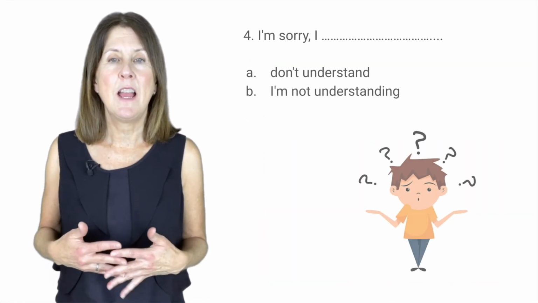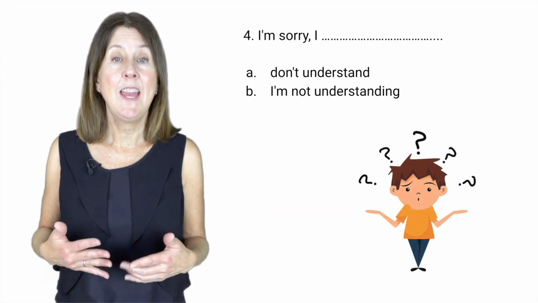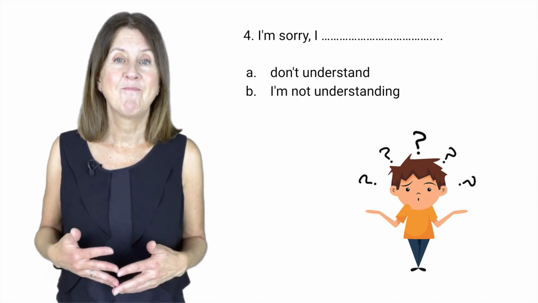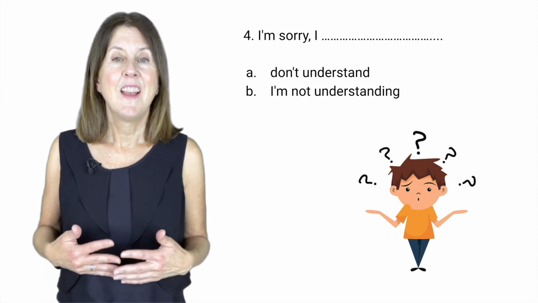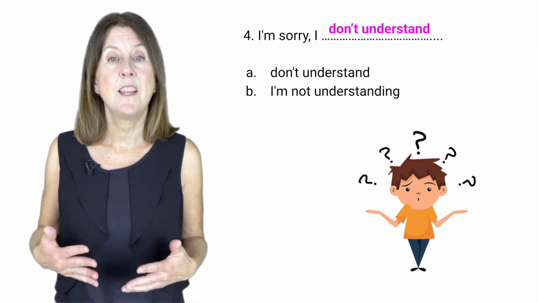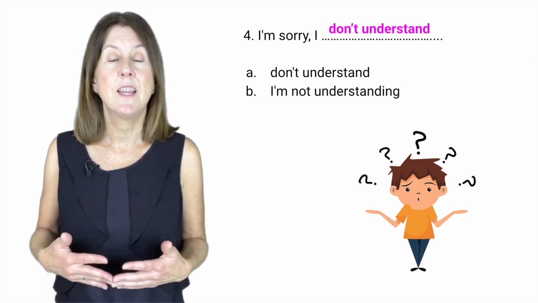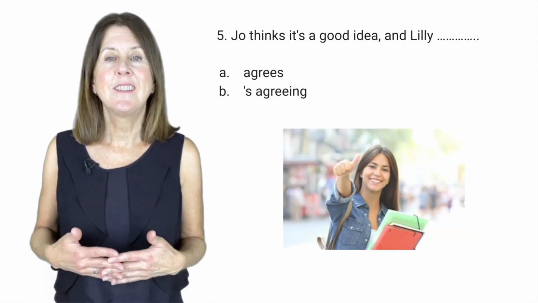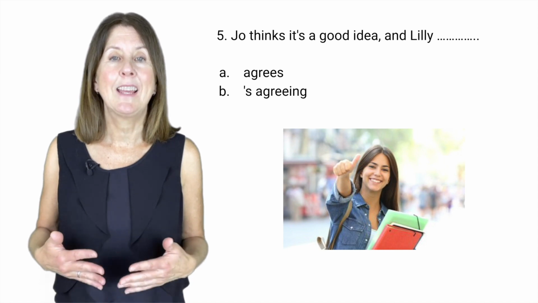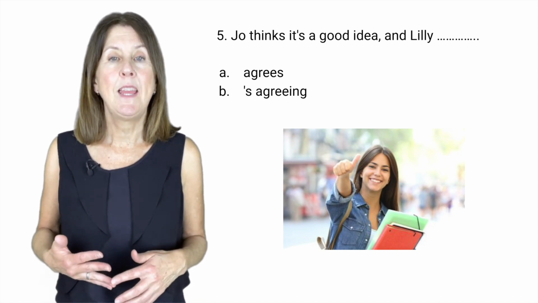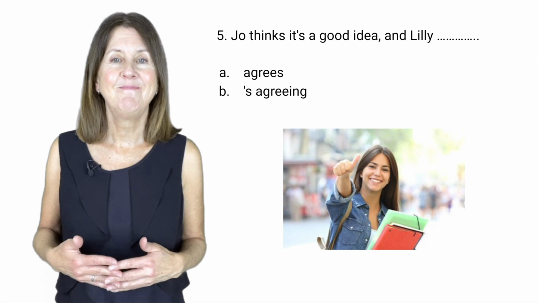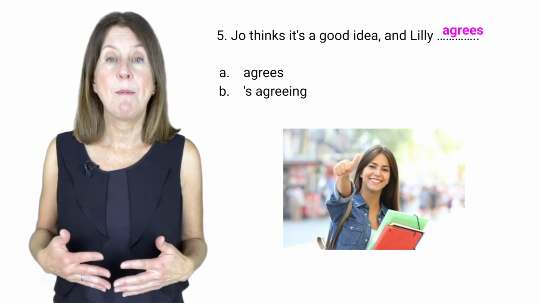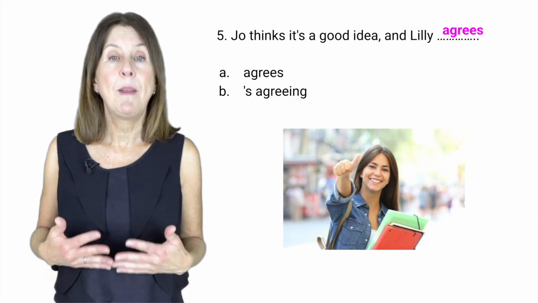4. I'm sorry, I blank. A, don't understand, B, am not understanding. I don't understand. This is a stative verb as it's describing a state, describing your thoughts. 5. Joe thinks it's a good idea and Lily blank. A, agrees, B, is agreeing. Agrees, as again it's describing a state or an opinion.